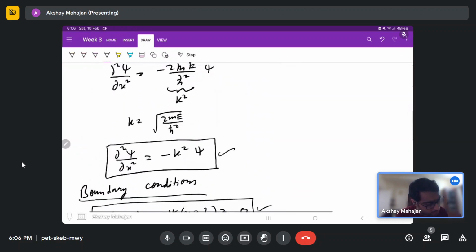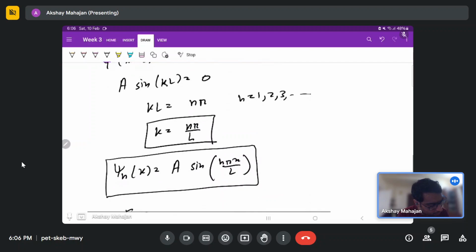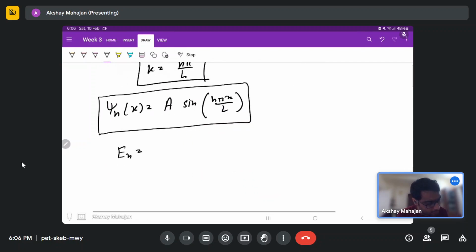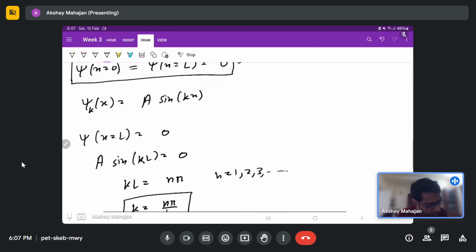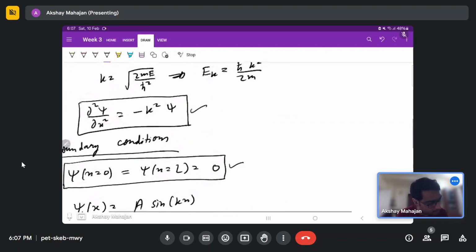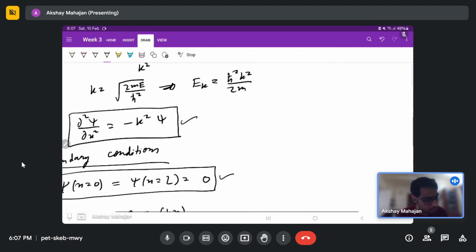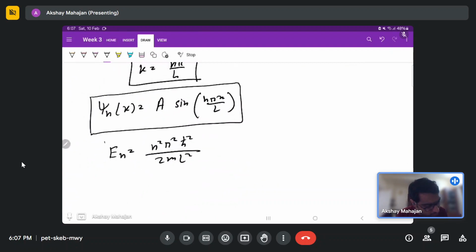Now we know that k is equal to the square root of 2mE by h-bar squared, so our energy E will depend on k as h-bar squared k squared by 2m. And now we have our k given by n pi by L, so our energy, which will now depend on n, will be equal to n squared pi squared h-bar squared by 2m L squared. We just have to put k equals n pi by L in this E, which is h-bar squared k squared by 2m. So this is the solution.